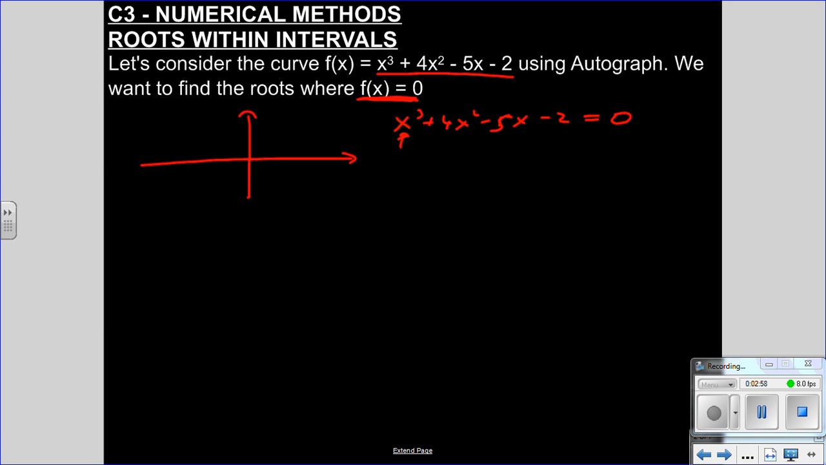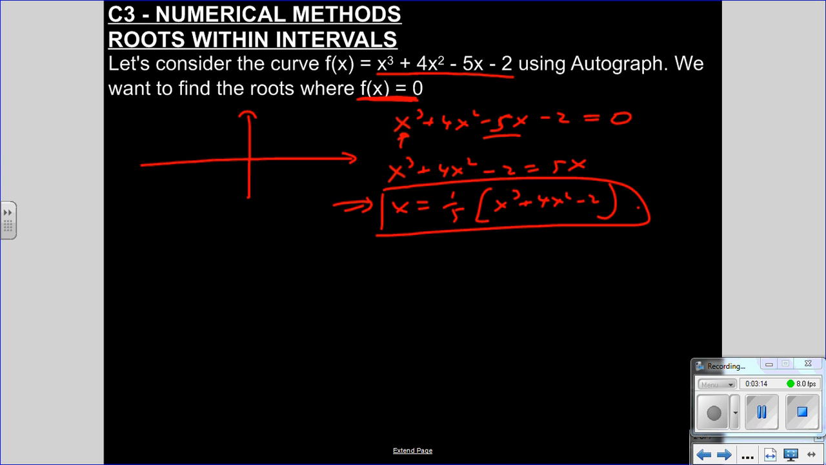So I'm going to try and rearrange this equation and see what happens. I could rearrange it a couple of ways, couldn't I? I could make x the subject here. So my objective is to make x the subject. So x could be the subject like this. It's a fifth of that whole thing. That's one way of making x the subject.